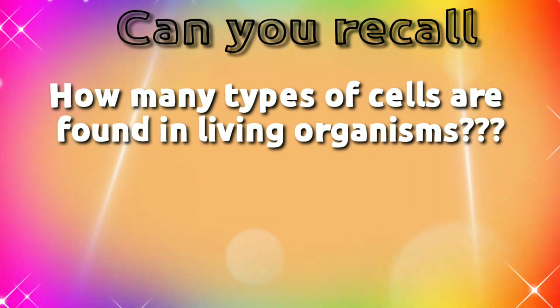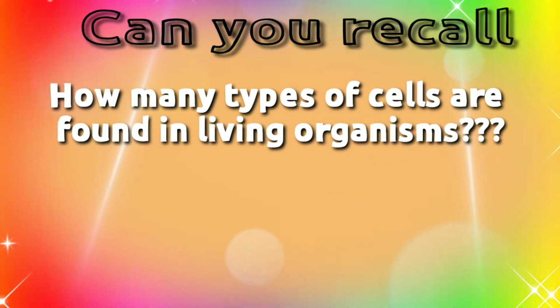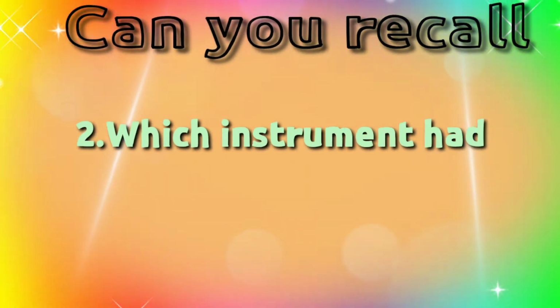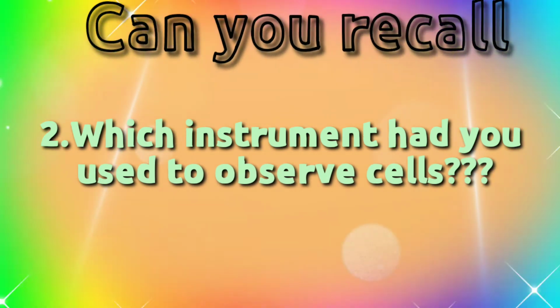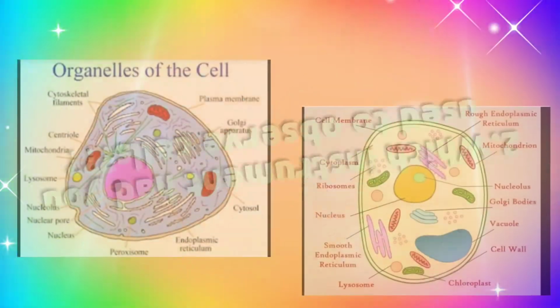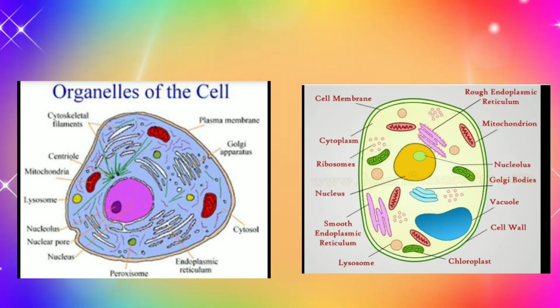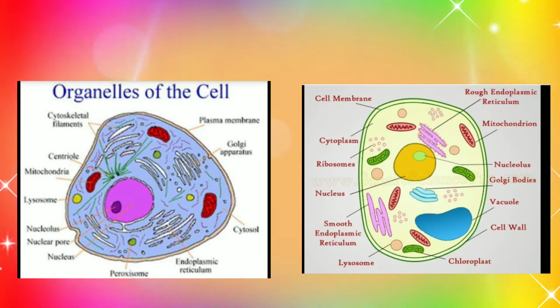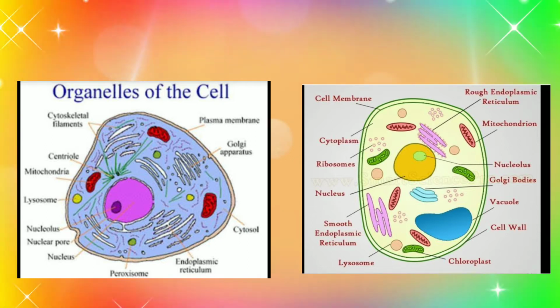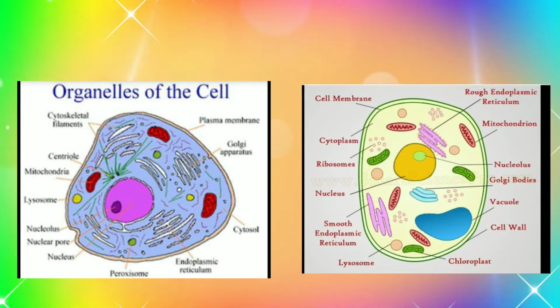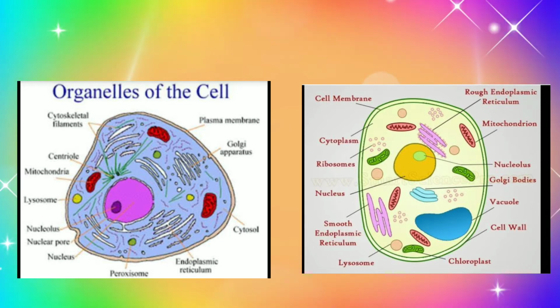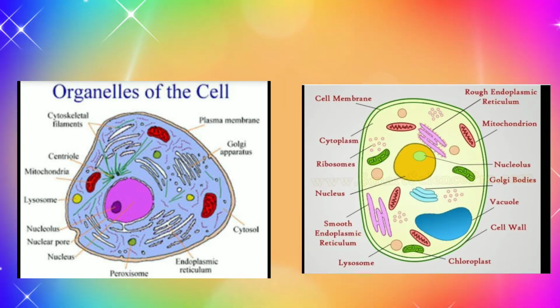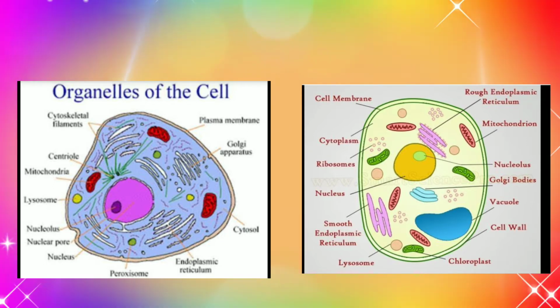Students, can you recall how many types of cells are found in living organisms? Second, which instruments had you used to observe cells? Students, in the last year we have studied that cell is the structural and functional unit of living organisms. According to the functions, cells of different sizes and structures are found in different organs. Let us move towards structure of the cell.